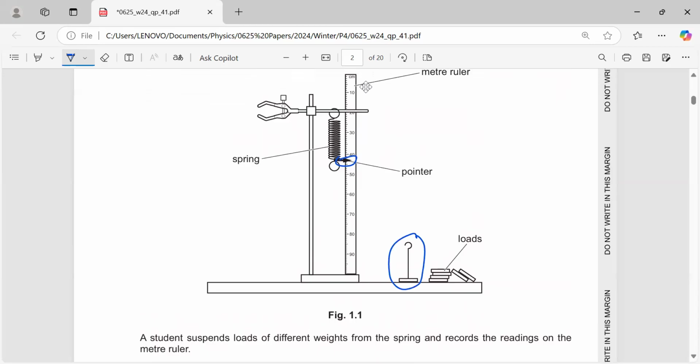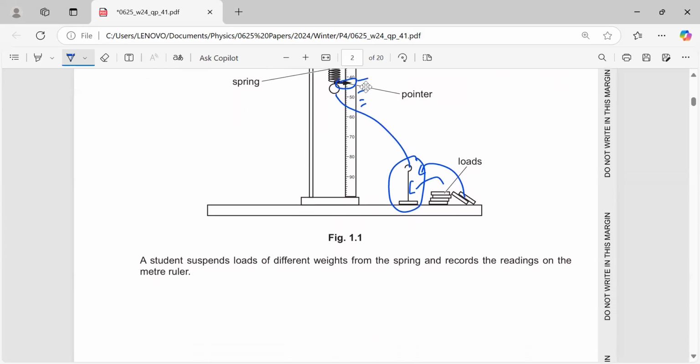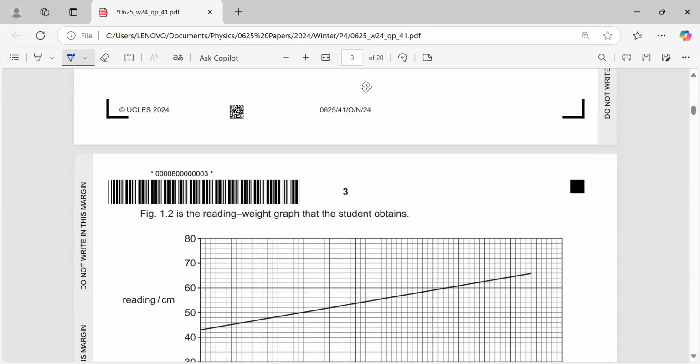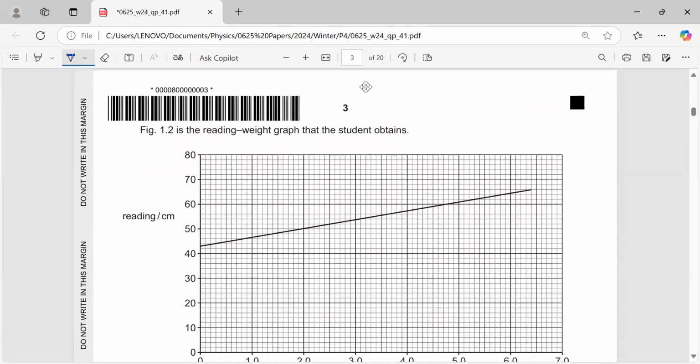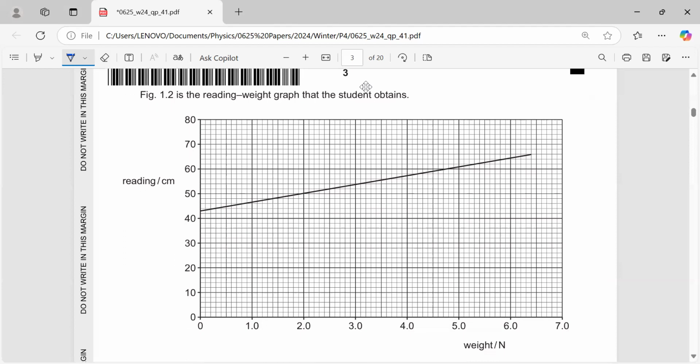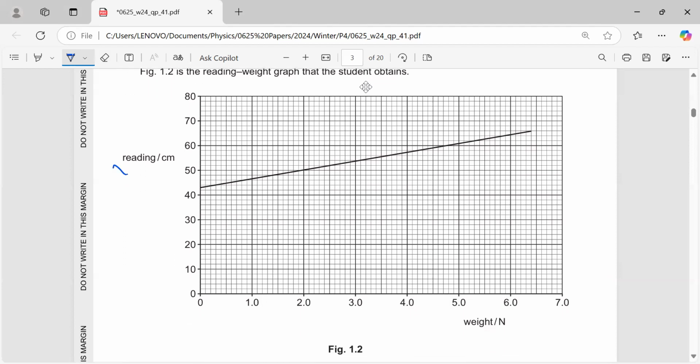So they attach the weights one by one, and keep track of the reading on the meter rule. Figure 1.2 is the reading-weight graph that the student obtains. They plot a graph between two quantities: reading in centimeters and weight in Newton.